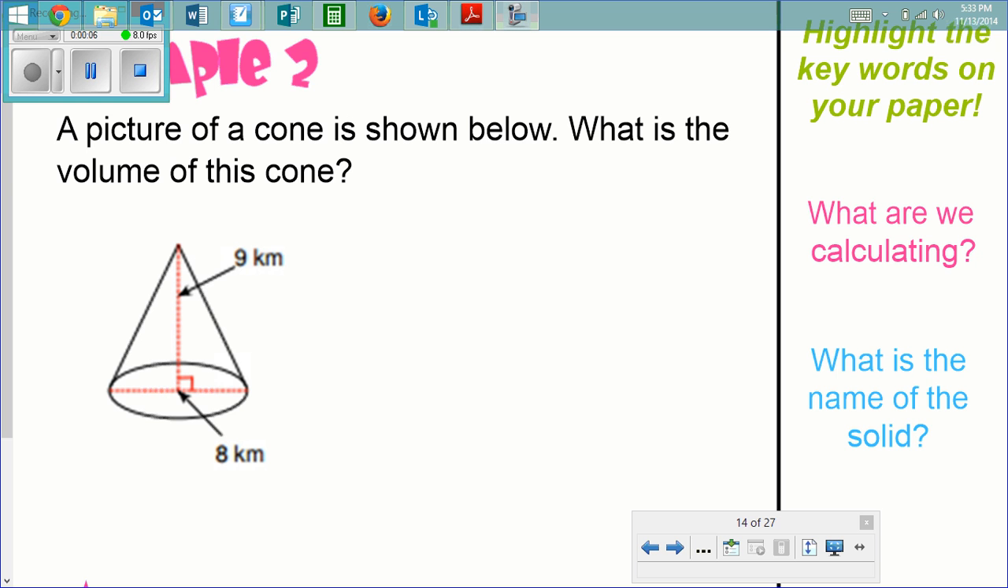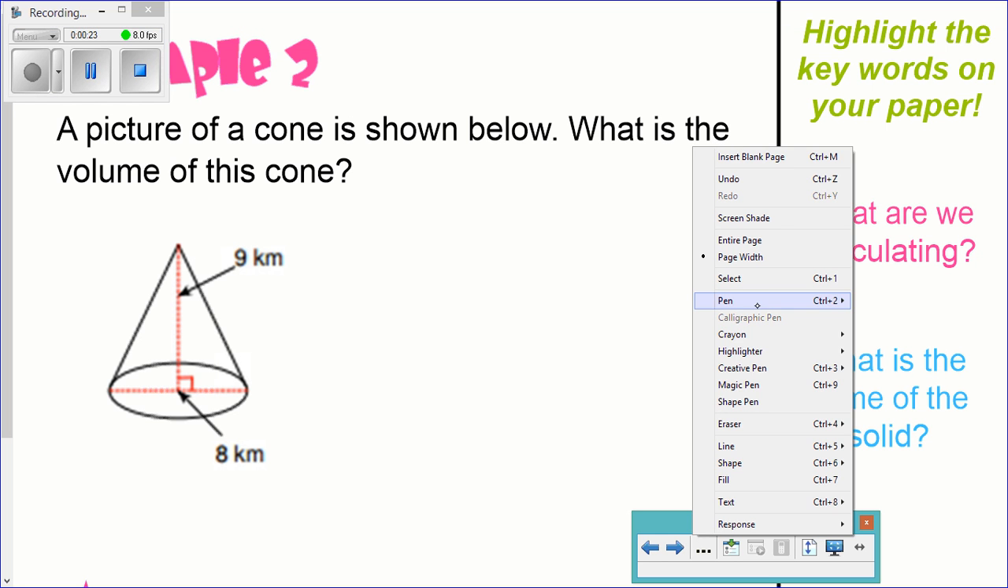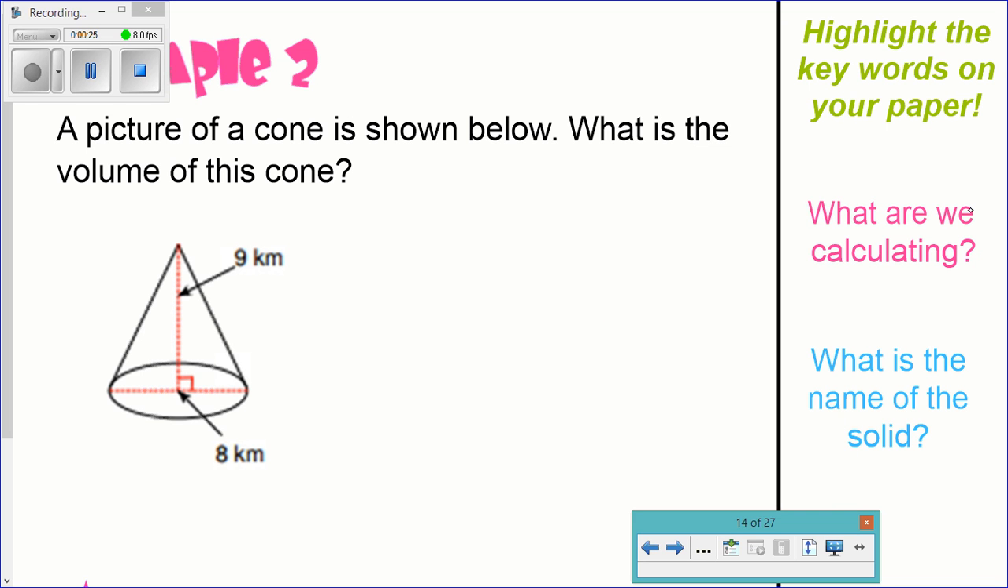Tonight's lesson is going to be on the volume of cones and the volume of spheres, and these are the last two figures that we have to find the volume of to get ready for our CUA. So this first one is a picture of a cone, and we want to know what the volume is. So over here on the side, we want to make sure we know what we're calculating, and what is it that we are calculating? Hopefully you said volume, and that's very important.